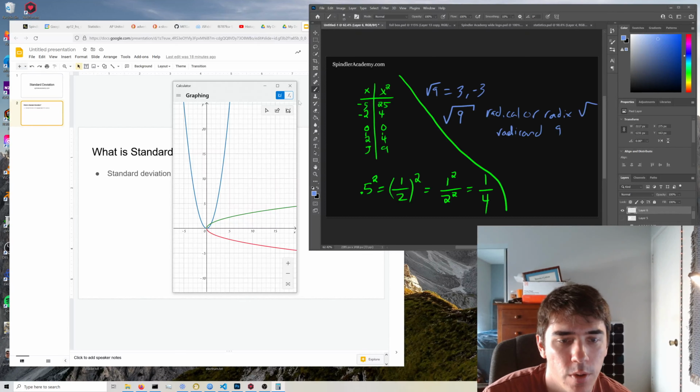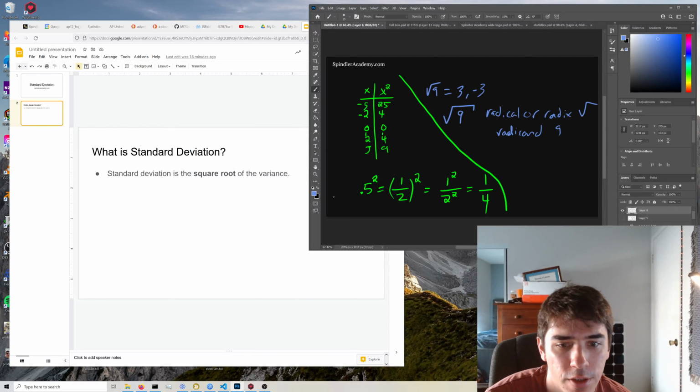Okay, so I think that's a good enough definition of the square root for the purposes of Spindler Academy.